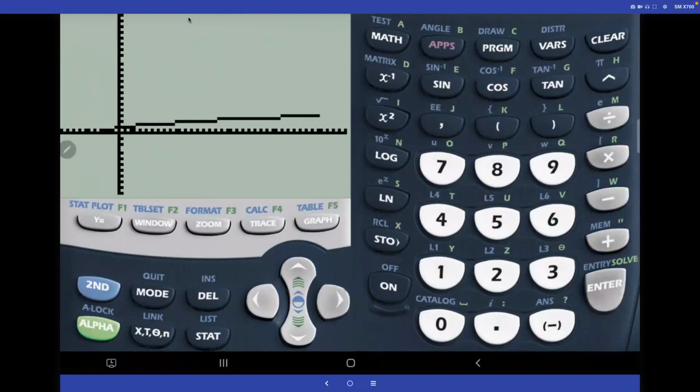Now my calculator, unfortunately, goes really fast. So you don't actually see the curve necessarily. And wait a minute. This does not look like what we have on our paper. Did yours look like this? Go to window. There's some changes in window as well.